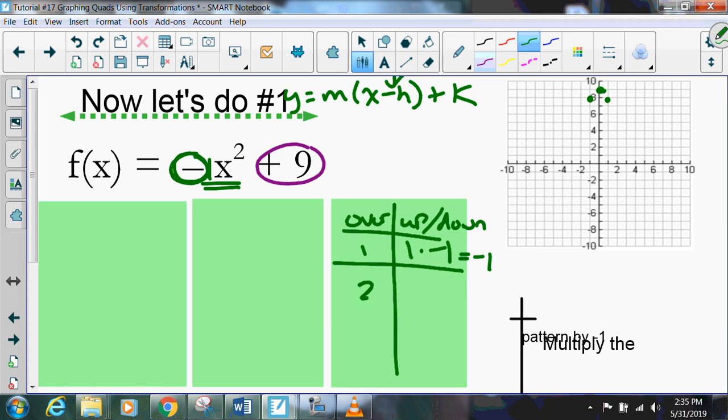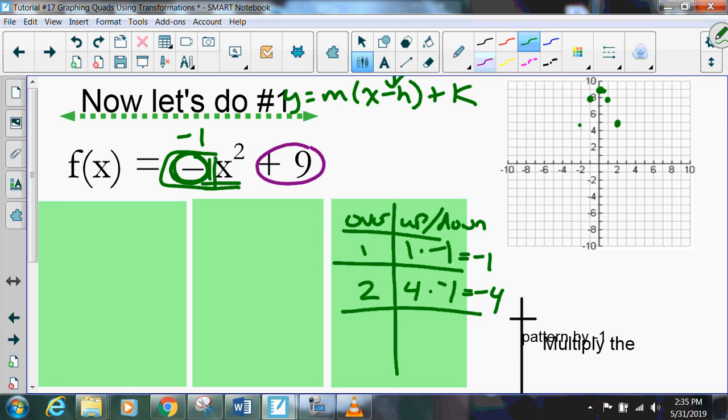Normally when I move over 2 away from the vertex, my pattern moves up 4. But darn it, this -1 is messing with my pattern. So I'm going to multiply 4 times -1, and I see that I have to move down 4. So we're going to move 2 to the right, down 4. 1, 2, 3, 4, and 2 to the left, down 4.